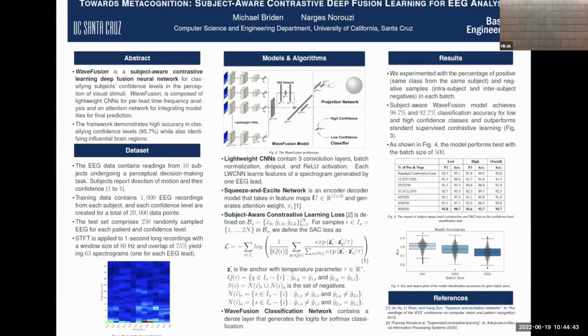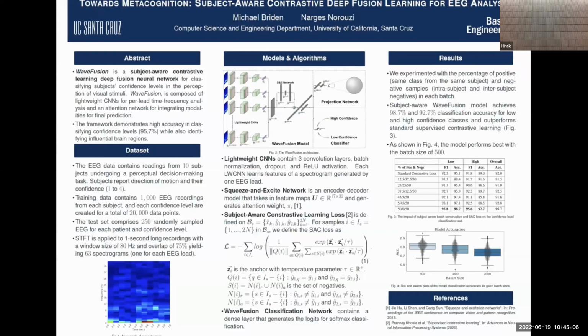The dataset used in this work contains 20,000 training samples and 2,500 test samples generated from 10 subjects undergoing a perceptual decision-making task where subjects reported the direction of motion and their confidence. Short-time Fourier transform is applied to 1-second long recordings with a window size of 80 Hz and an overlap of 75%, yielding 63 spectrograms for each trial.